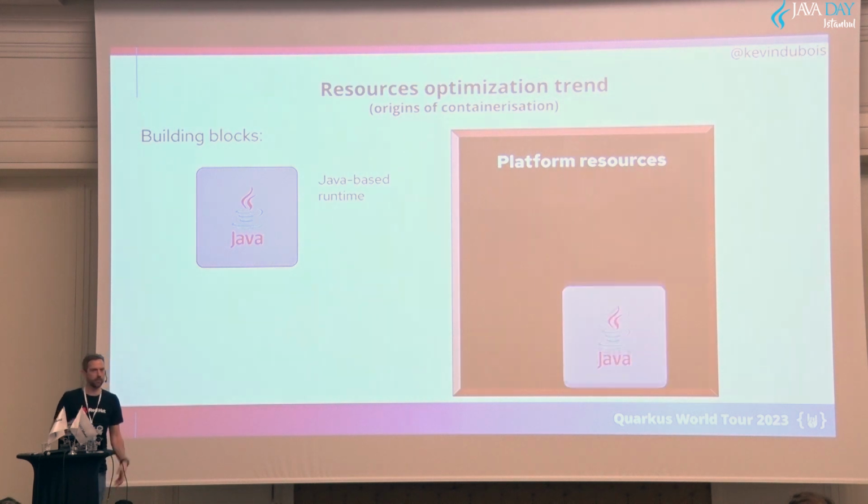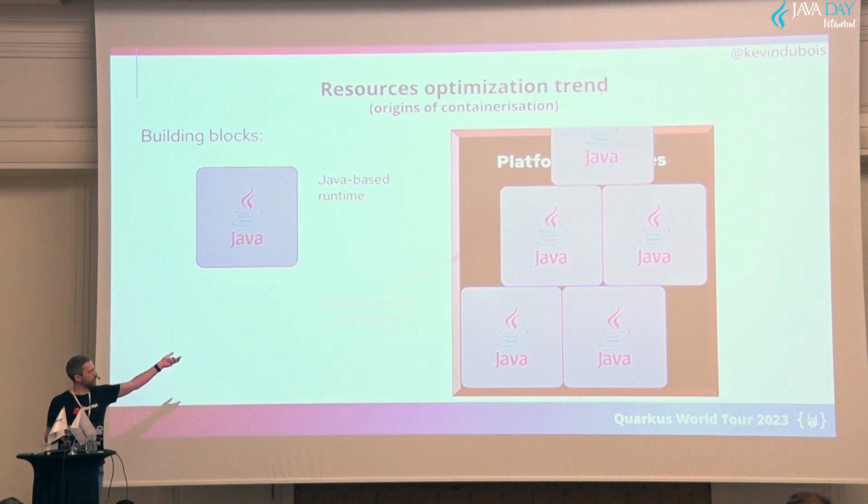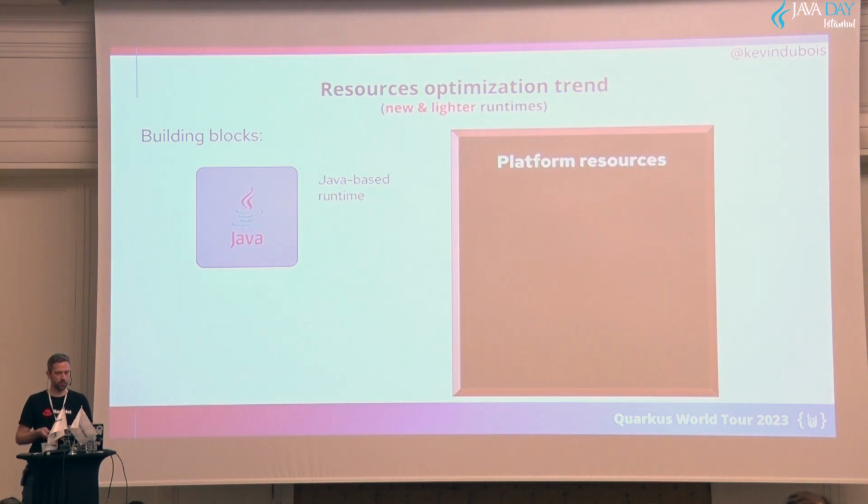So if you look at, let's pretend this is a Kubernetes node, you can see your platform resources, you have your beefy Java applications, and you can see quickly that you run into resource starvation because your applications are too big to place on these nodes, and you can't use those nodes in an optimal way.